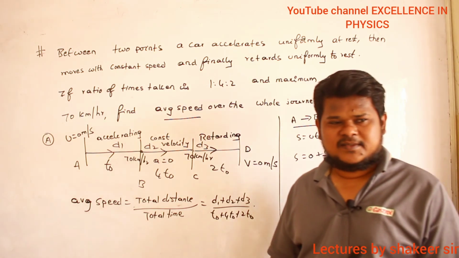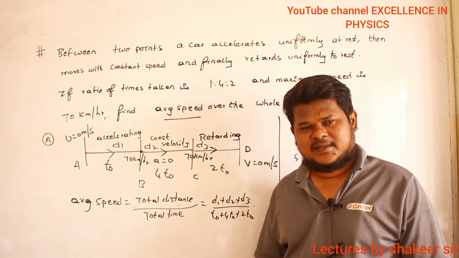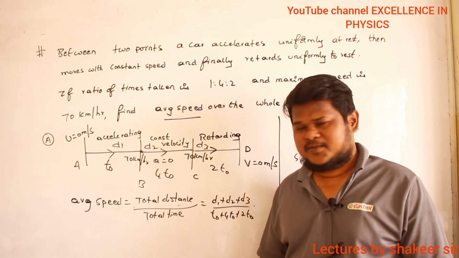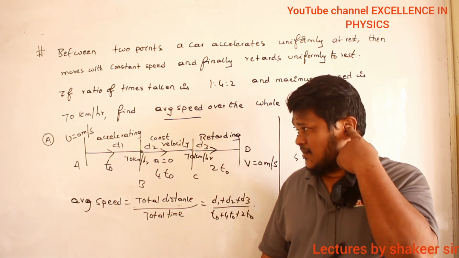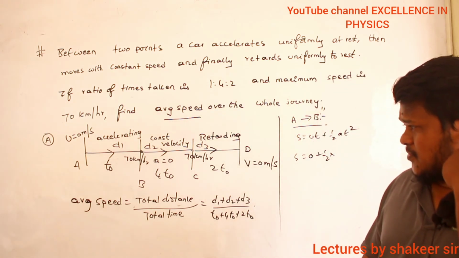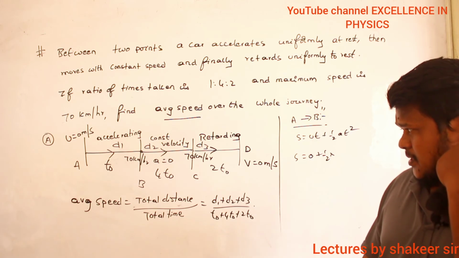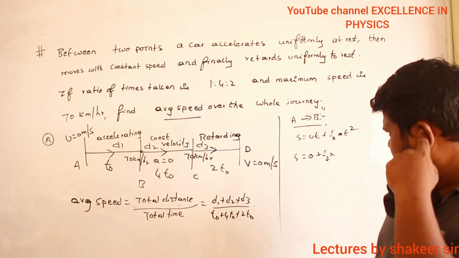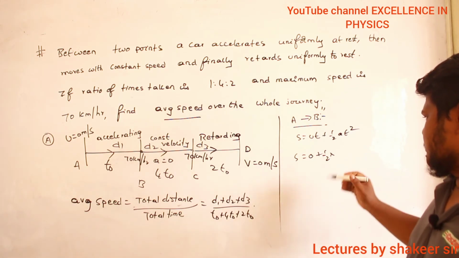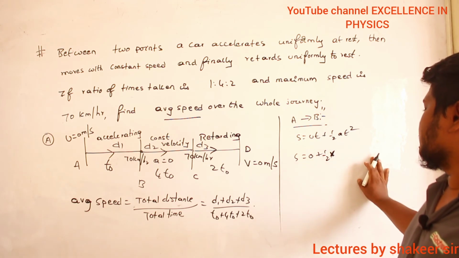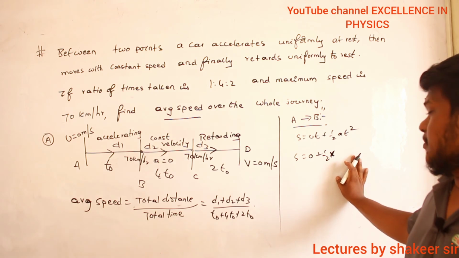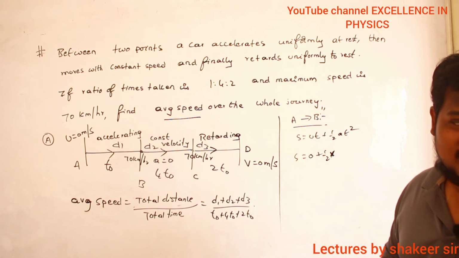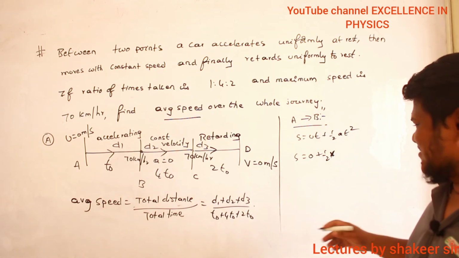V2 minus V1 by, 70 minus 0 by t naught. Change in velocity by time. So you want to do by that method. Okay, let us try in that method. So acceleration, how much is that? Acceleration is the final velocity minus initial velocity divided by time taken. I was trying to do in another method, she gave one more method. Okay, let us do in that method.